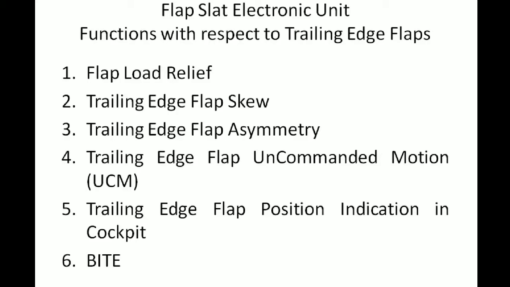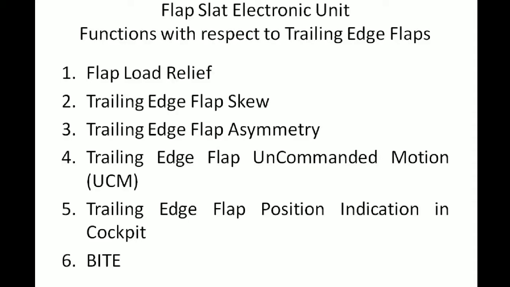Second and third are flap skew and flap asymmetry. There is a flap asymmetry condition if a flap on one wing does not align with the symmetrical flap on the other wing. There is a flap skew condition if the inboard end of one flap does not align with its outboard end. If the trailing edge flaps do not stay in alignment, the FSEU operates the flap bypass valve and stops the flap in that position itself.